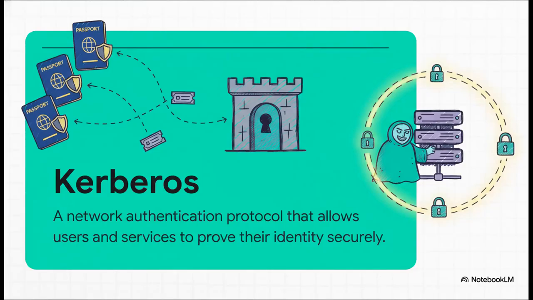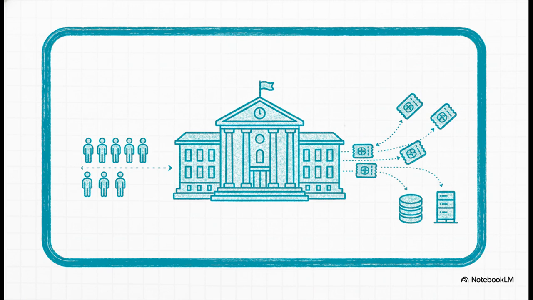So technically speaking, Kerberos is a network authentication protocol. It acts as a trusted third party for everyone in the system. And it uses this really clever system of encrypted tickets, they're like digital passports, to validate everyone's identity. This is what stops a bad actor from just waltzing in and claiming to be a legitimate user, or even worse, a critical service.